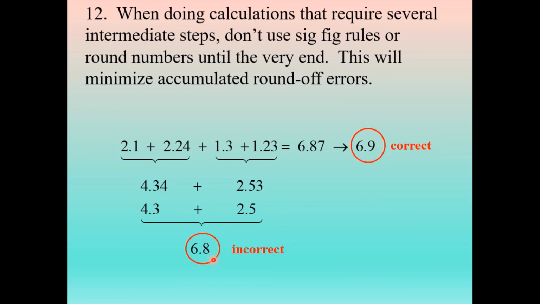So what went wrong here? Well, we incorrectly rounded and used sig figs on our intermediate steps and then added up those results to get our final answer. That's not the way to do it. Do all of the calculations first, get a final answer, and then apply the sig fig rules to that final answer. So that is it for Chapter 1.